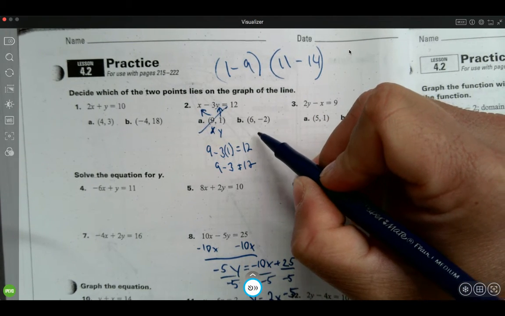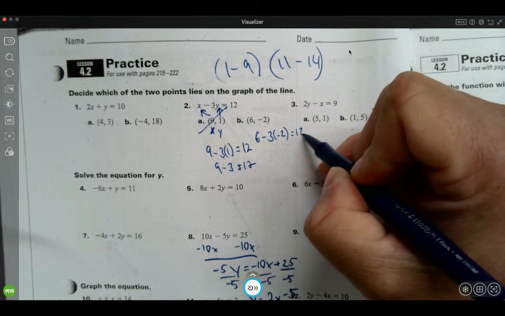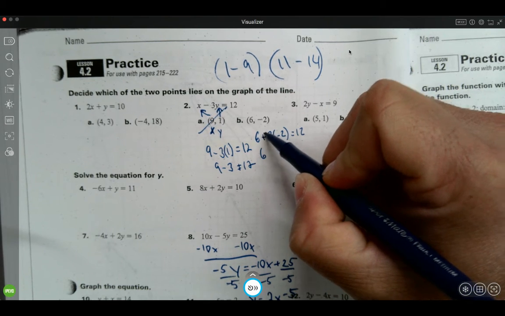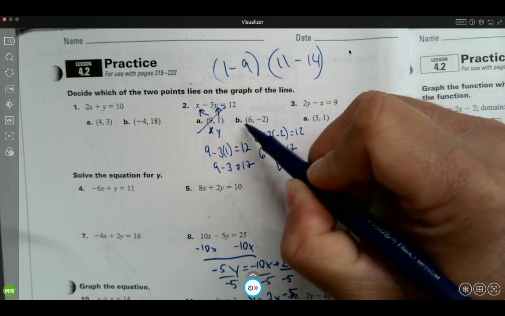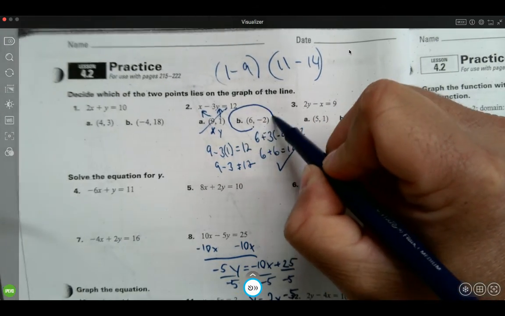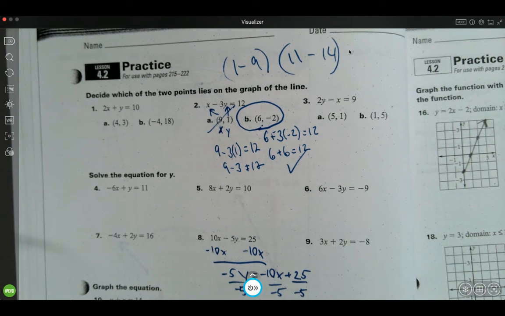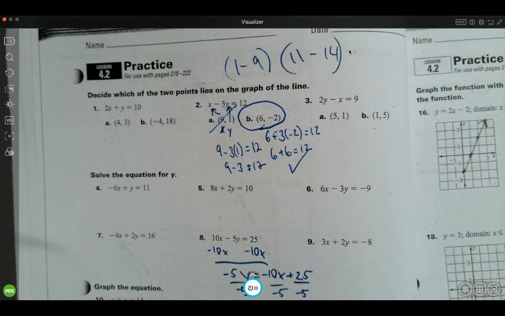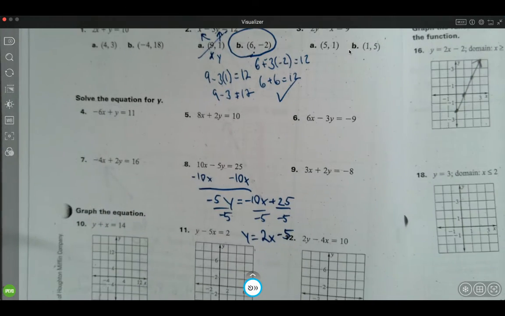Let's see if B works. 6 minus 3 times negative 2, does that equal 12? And it does, because that's 6 plus a negative times a negative, plus 6, which equals 12. So the answer there is correct. Your solution to number 2 is B is on the line. If I went to Desmos and graphed the function and went to 6, negative 2, it would be one of the coordinates on the line. I'm tempted to do it, but I don't want to do that right now.